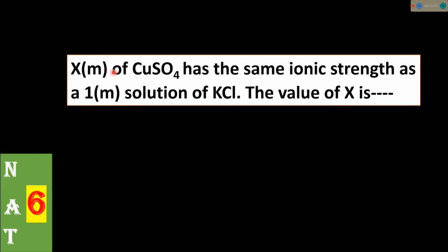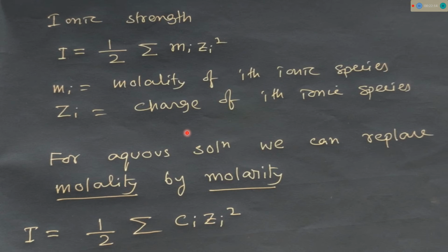So the ionic strength of X molal of copper sulfate solution has the same ionic strength as 1 molar solution of KCl. Then we have to evaluate the value of X. So let's see the answer. We all know the expression of ionic strength.